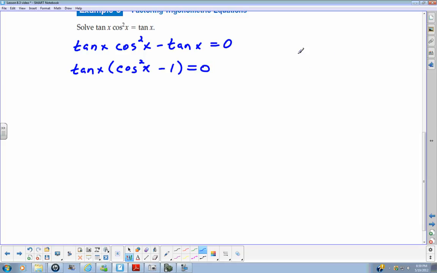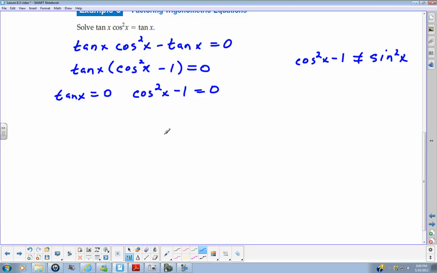Now one thing to note here is a reminder that cosine squared of x minus 1 is not equal to sine squared. That would have to be 1 minus cosine squared for that to be true. So now I have factored this, so now I can set both factors equal to 0. And so we have tangent of x equals 0. That's simplified. Cosine squared of x minus 1 equals 0.